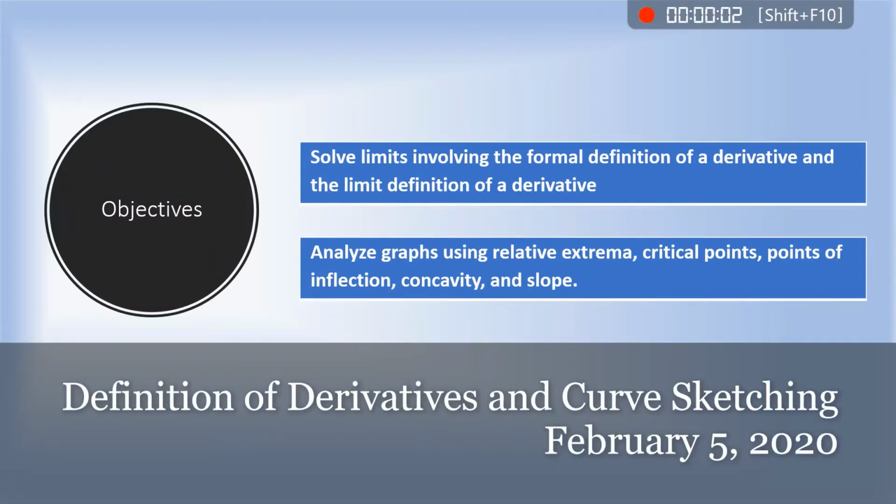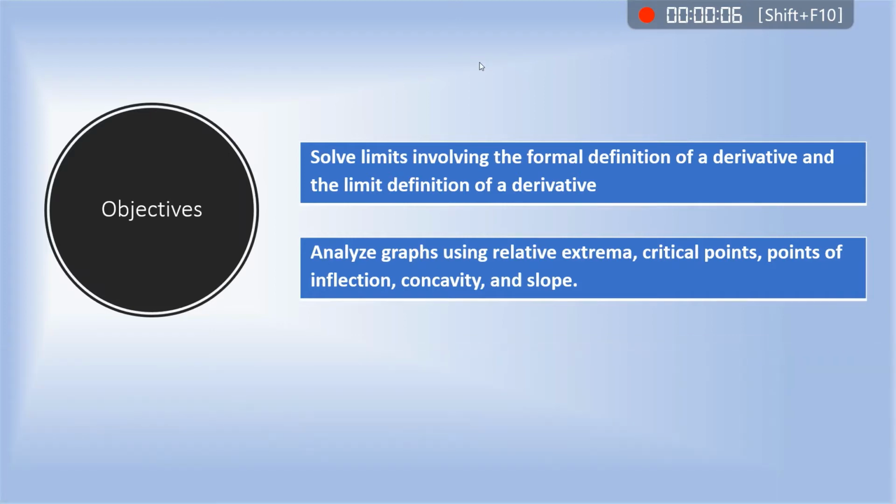Alright, welcome back. So this is our second day during the 2019 NCOV quarantine. We've got two main objectives today. The first one is I want to look at the difference between the formal definition of a derivative and the limit definition of a derivative, and we'll solve some limits involving both of those. And the second one is more dealing with curve sketching. So I want to be able to analyze graphs using relative extrema, critical points, points of inflection, concavity, and slope.